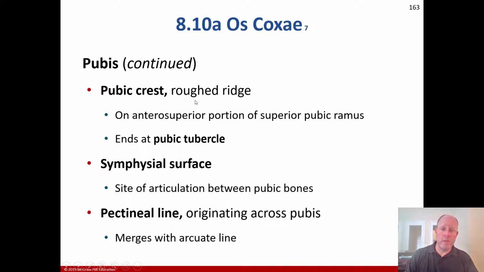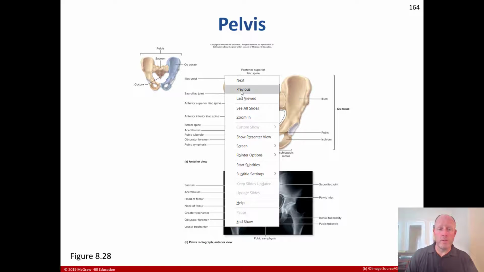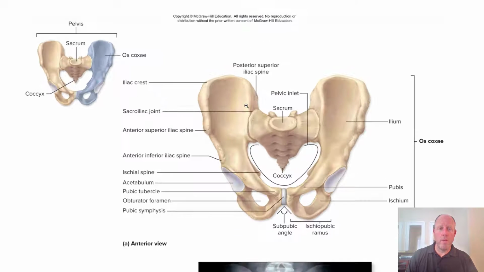The pubic crest is a roughened ridge on the anterior superior portion of the superior pubic ramus. It ends in the pubic tubercle. The symphyseal surface is the site of articulation of the pubic bones. The pectineal line originates across the pubis and merges with the arcuate line. And then we see all of these come together here.